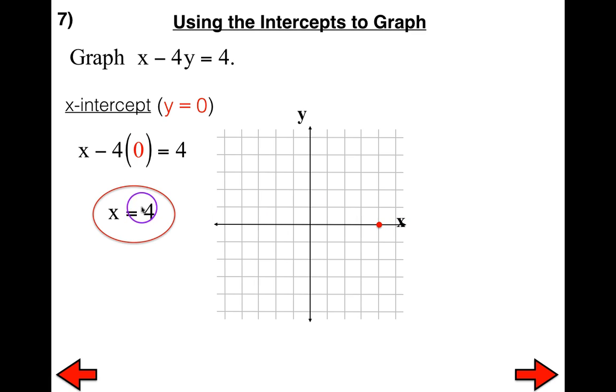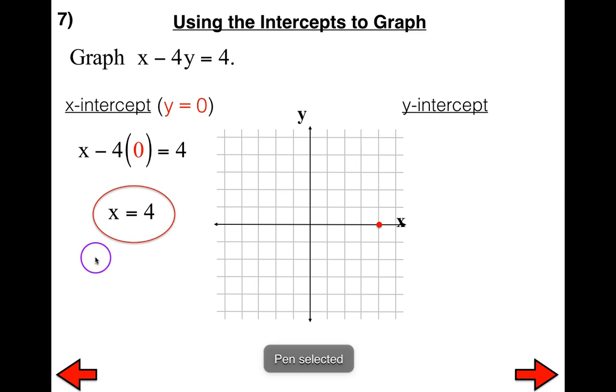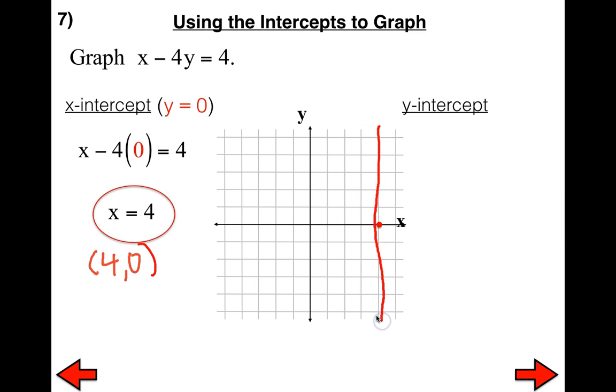But again, recognize that this is technically 4, comma, 0. It's not the equation x equals 4, because if that was the case, then you'd actually have this line, right? So be very careful that you understand it is just a point.